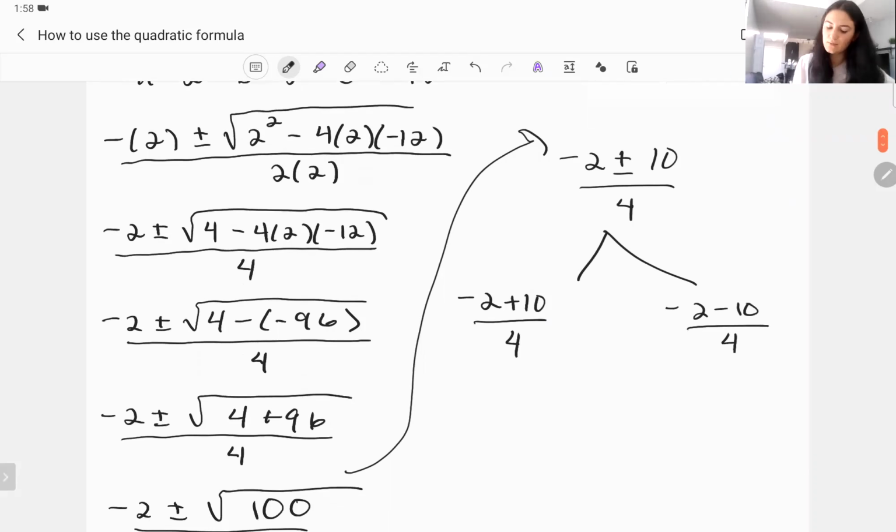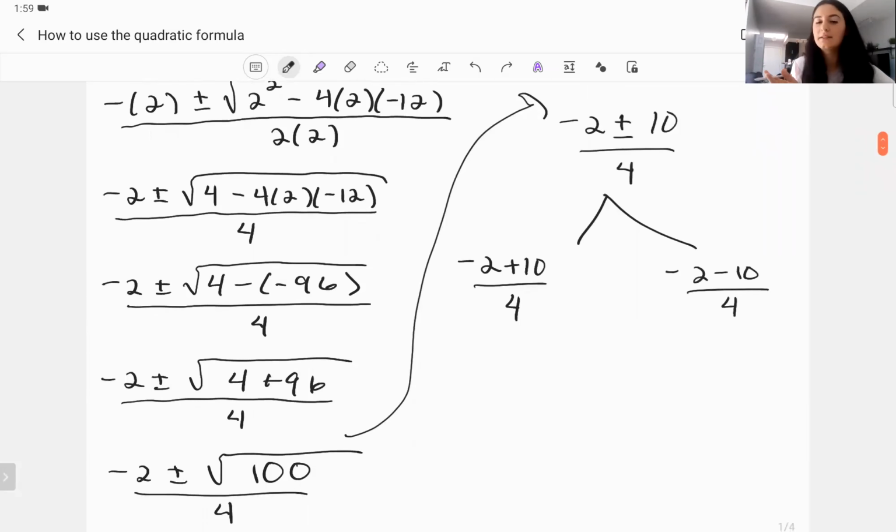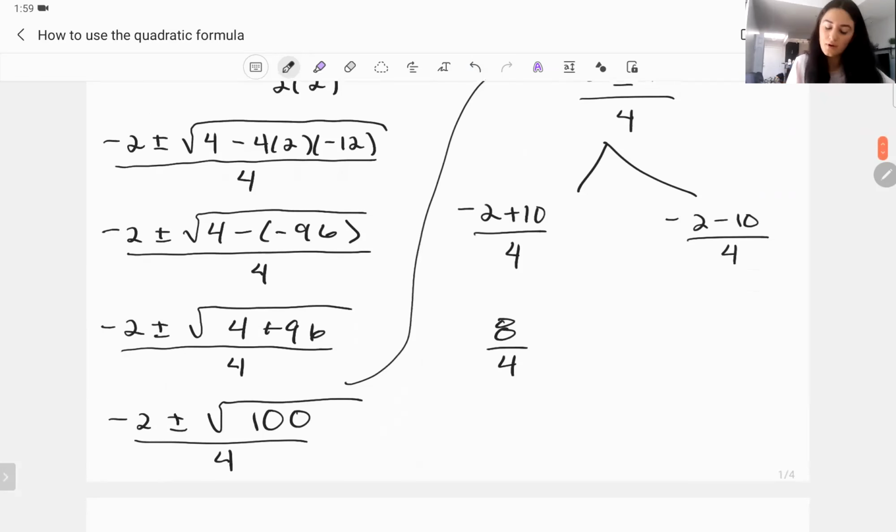So whenever you get down to this point where you have that plus or minus there, you want to go ahead and split it into two answers, one with the plus, one with the minus. Okay, and so now that we've split it up like that, we can finish simplifying. So let's start with this one. So we have minus 2 plus 10 over 4. Well, we know that minus 2 plus 10 is 8. So that simplifies to 8 over 4. And 8 over 4 is equal to 2.